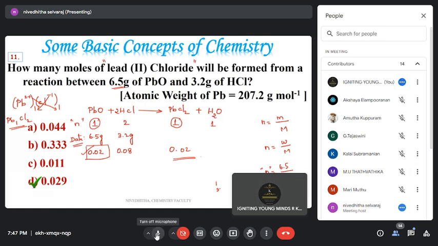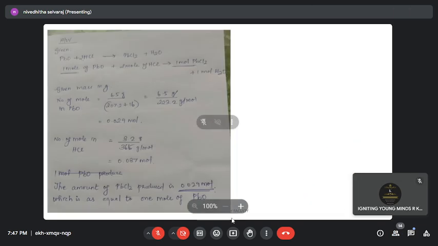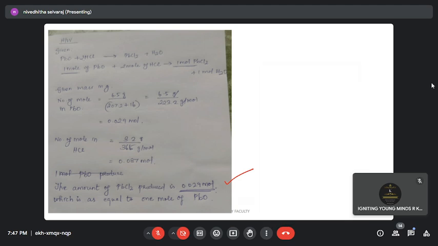Okay, sir. And the answer is 0.029. So the right answer is option D. Fine. And I think this is the solution Tatvatika posted in the group, and her answer was perfect, 0.029 mole. Okay, very good, Tatvatika. Fine. Now we'll move on to a few more questions.